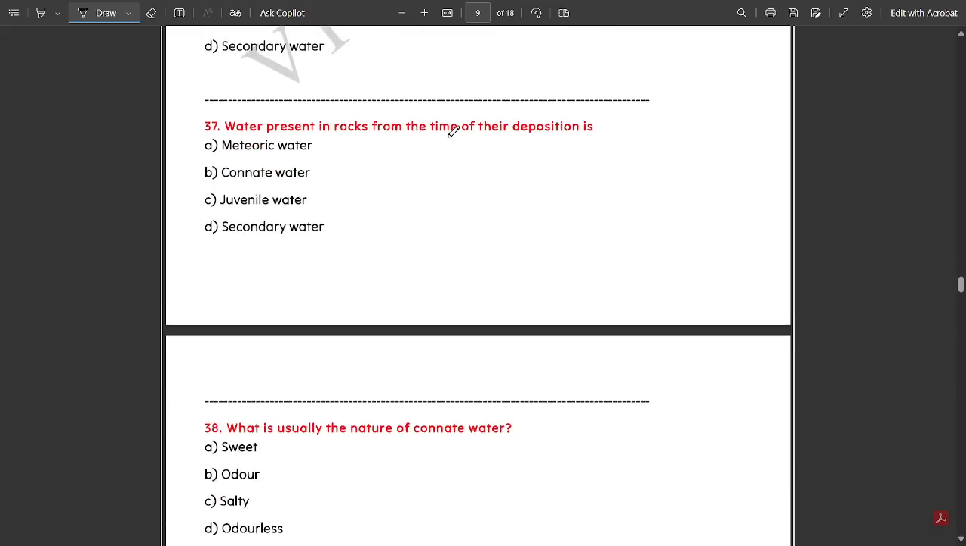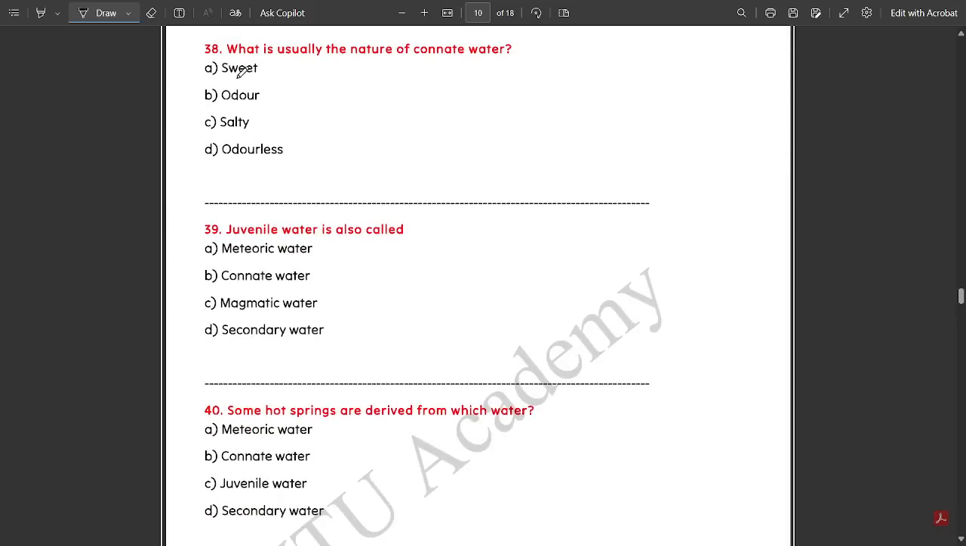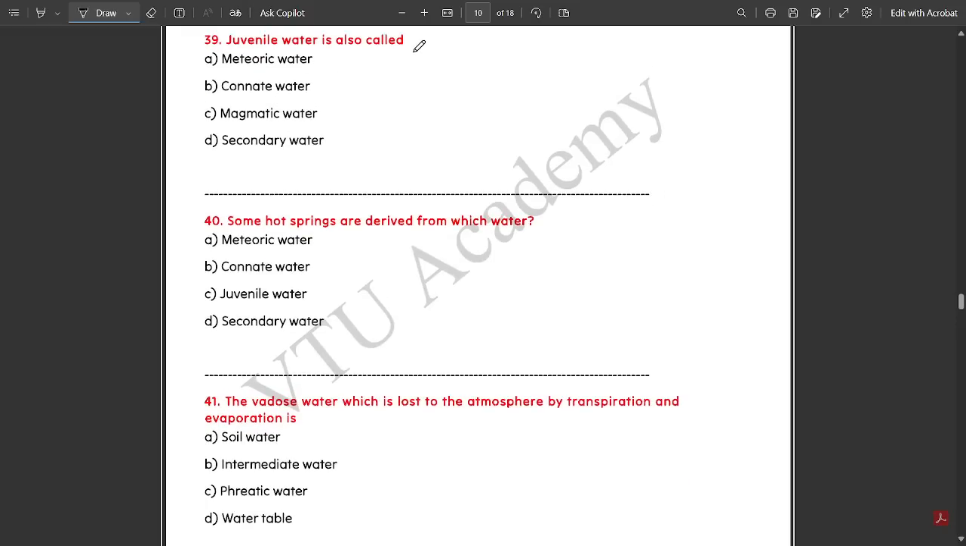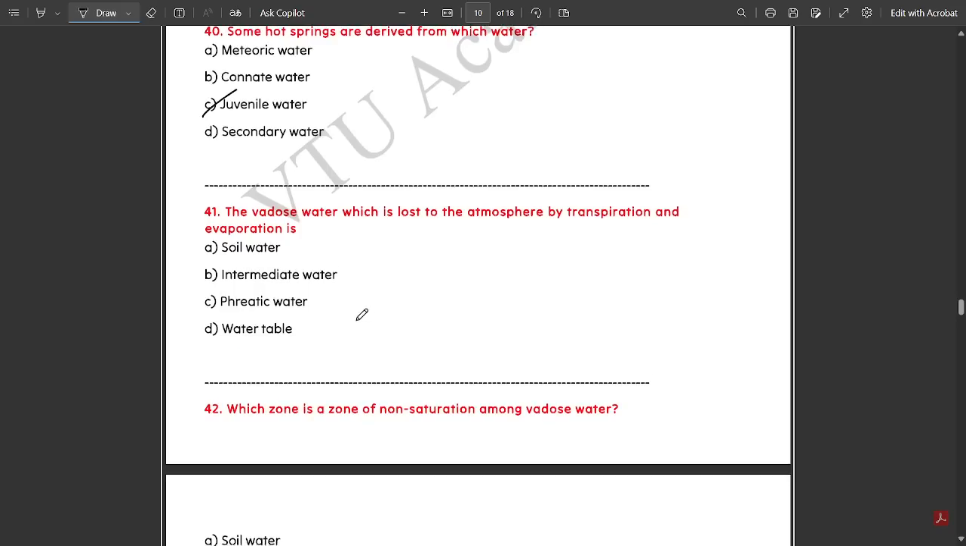Water present in rocks from the time of their deposition is called connate water. What is usually the nature of connate water? The nature of connate water is usually salty. Next, juvenile water is also called dash. It is also called magmatic water. Some hot springs are derived from which water? It is basically derived from the juvenile water.